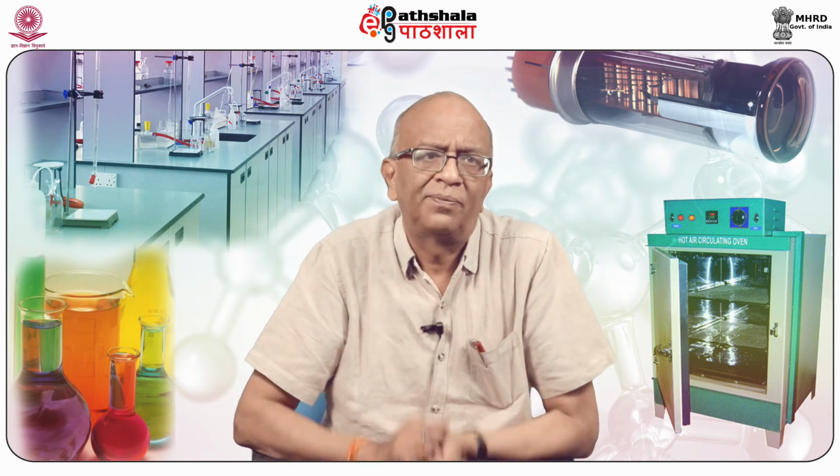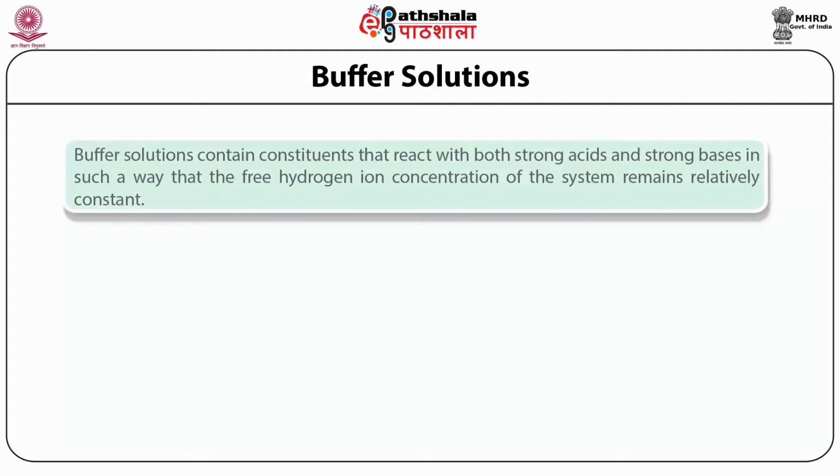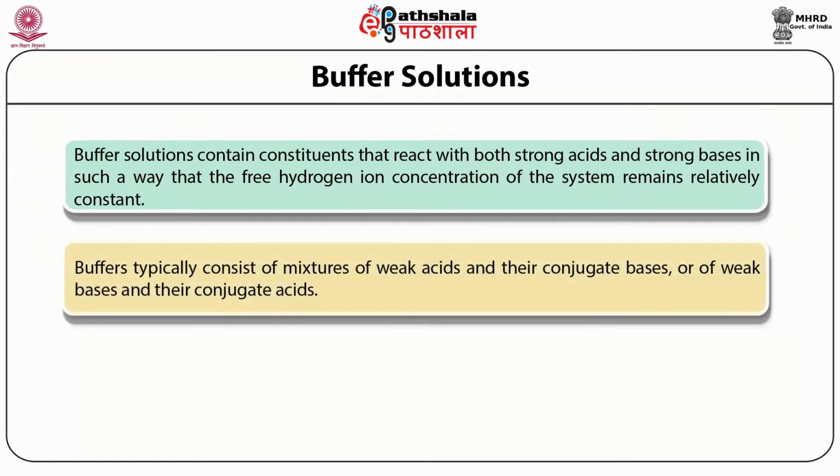By autoprotolysis, water gives H plus and OH minus ions, which should not be taken into account. Buffer solution. Many chemical reactions generate free hydrogen or hydroxyl ions. If these ions remained in the system, there would be significant changes in the pH. Buffer solutions contain constituents that react with both strong acids and strong bases in such a way that the free hydrogen ion concentration of the system remains relatively constant. Buffers typically consist of mixtures of weak acids and their conjugate bases, or of weak bases and their conjugate acids.